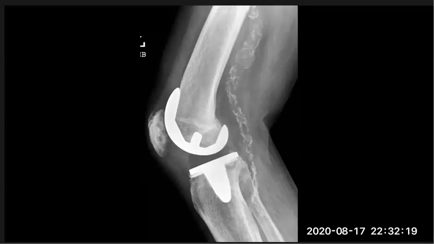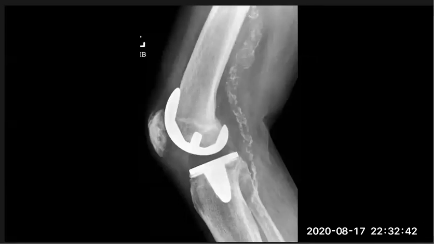Heterotopic ossification. Myositis ossificans. What is that? Any vessel in that area? Vascular, yes, the popliteal. Vascular calcification. Okay, it is popliteal artery calcification.